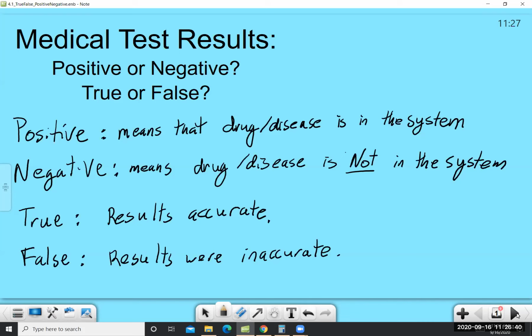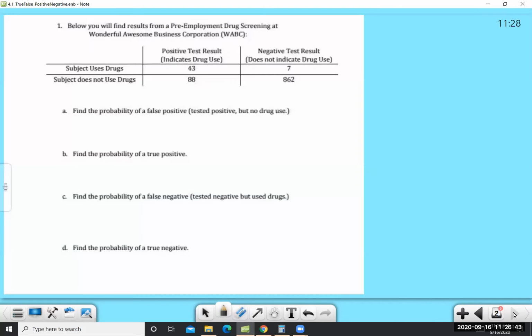So let's try computing positives, negatives, true, and false. For this example, we have a pre-employment drug screening at Wonderful Awesome Business Corporation. And the first thing we want to know is how many people got this pre-employment drug screening, right? I'm going to ask about false positives, true positives, false negatives, true negatives. But the first thing I need to know is the size of the sample space. How many people got this drug test?